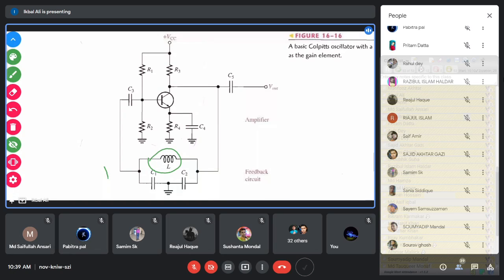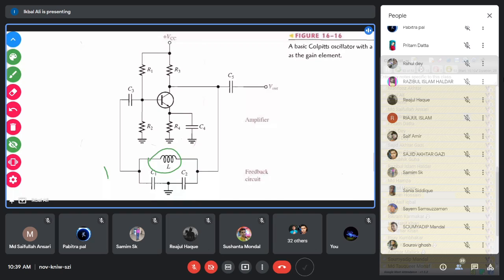This type of circuit can be used not only for FM. If you need high frequency generation in any application, usually in VLSI circuits, you can use this circuit. As I said, the only defect is that the frequency stability is not good in this circuit, because there are certain concerns.